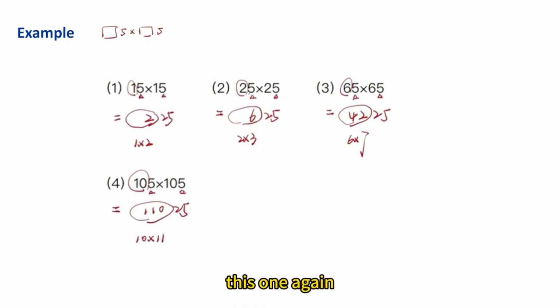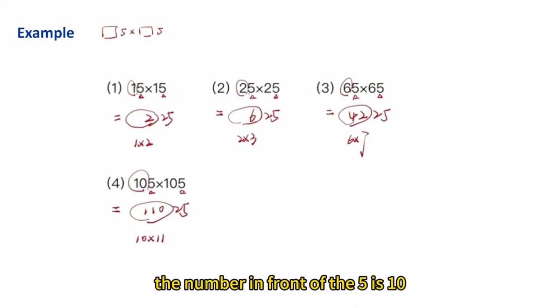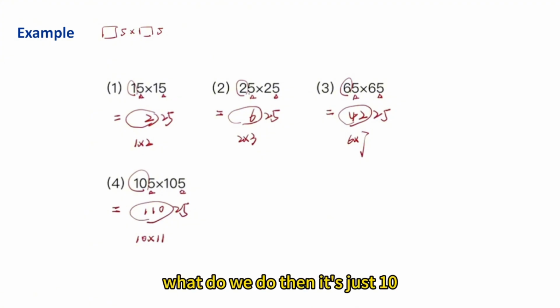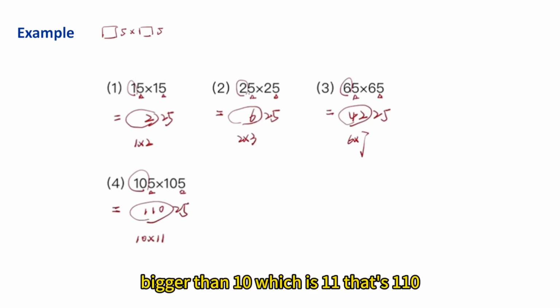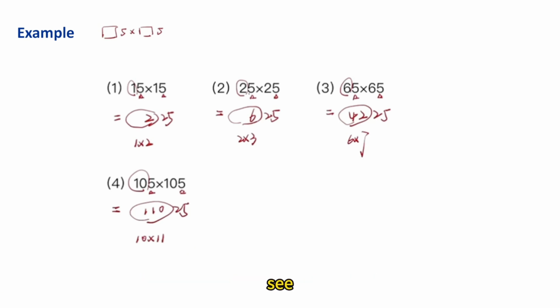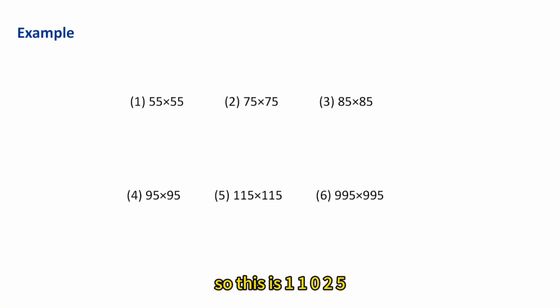Okay. Look, this one again. The last digit is 5. The two numbers are the same. Come on, the end is 25. So what's in the front? Some students might ask, look, the number in front of the 5 is 10. What do we do? Then it's just 10. So it's 10 times the number 1 bigger than 10, which is 11. That's 110. See? So this is 11025.